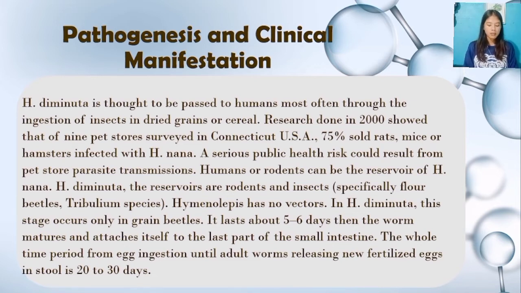H. diminuta is thought to be passed to humans most often through the ingestion of insects in dried grains or cereal. In H. diminuta, this stage occurs only in grain beetles. It lasts about 5 to 6 days, then the worm matures and attaches itself to the last part of the small intestine.